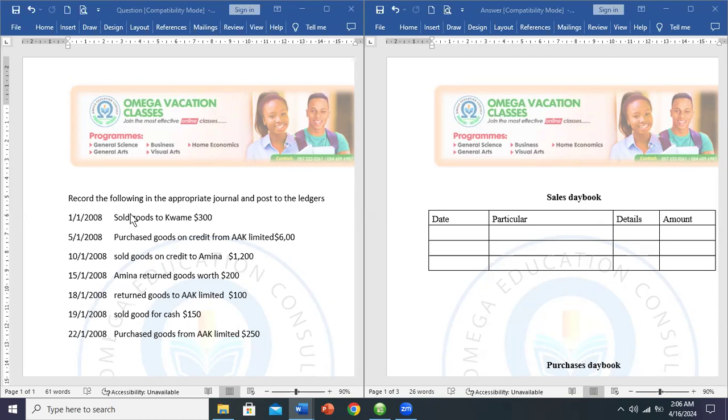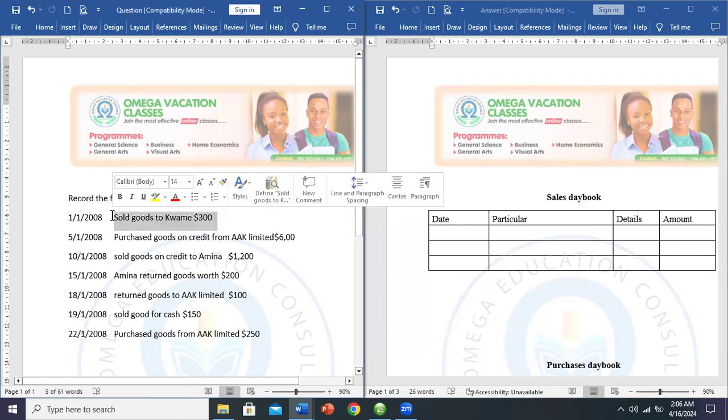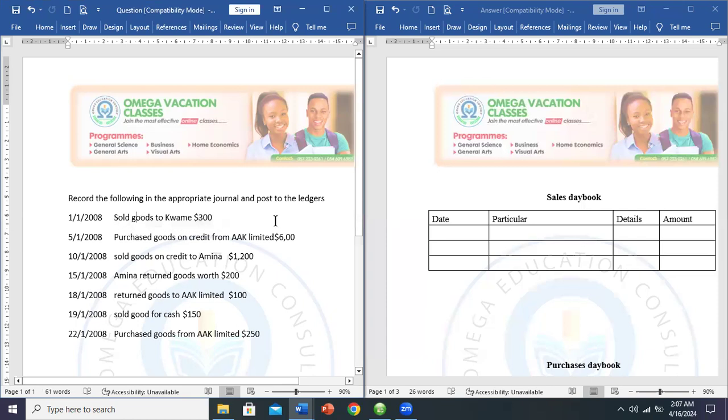So the first transaction was sold goods to Kwame. So this is a credit sale. Now I tell students that your sales could be credit or cash. But if you are given a statement like this, sold goods to Kwame, without an indication that you took cash or check, then that is a credit sale. So this first transaction will go into our sales day book.